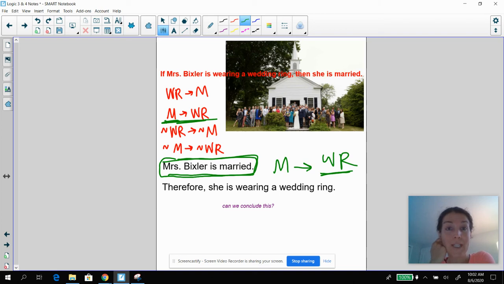So what do you think? I would say that that's a converse error, because I could be married and not wearing my wedding ring. It could be a hot day, or I just don't want to wear it, or I lost it, right? So you can be married and not be wearing a wedding ring.